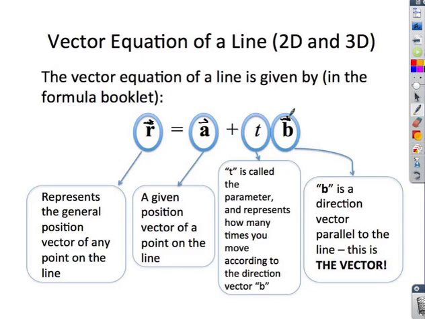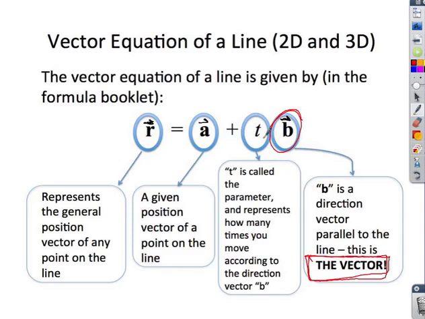And anytime that a question refers to the vector, but the vector is given as a vector equation of a line, it's important to know that b is the vector that's being talked about. So for any work you want to do, if you want to find the angle between two vector lines, you would use both of their b's. Both of their b's, very important.